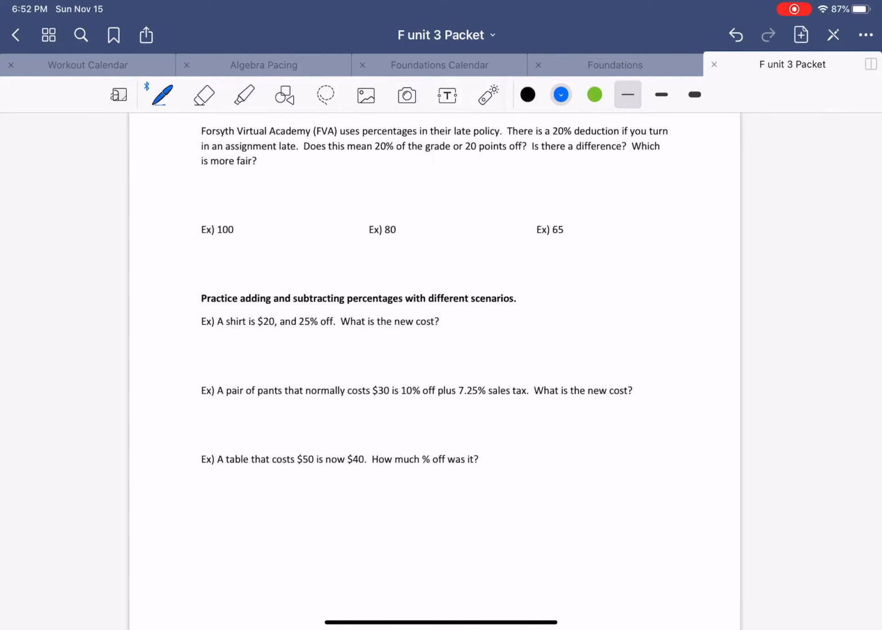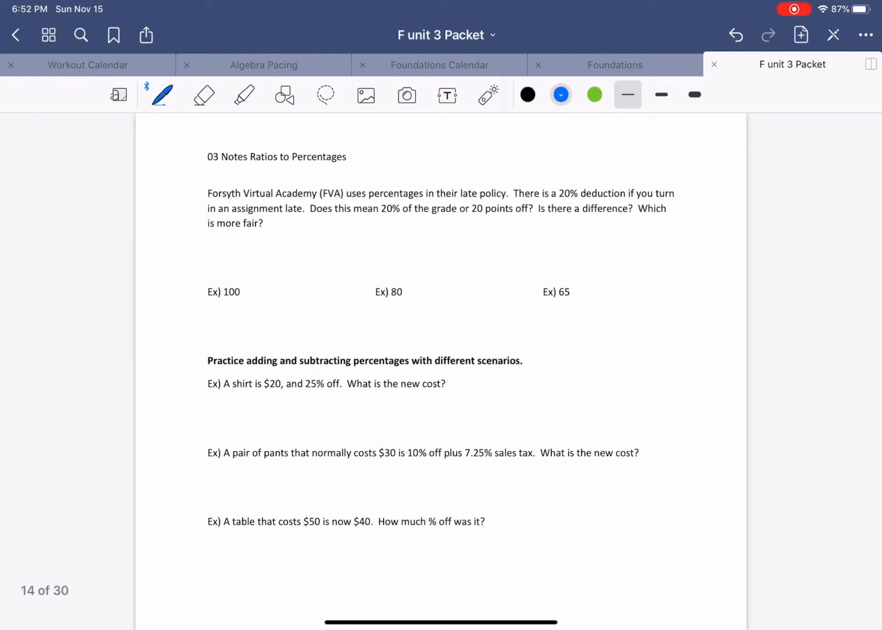Okay. Last thing I'm going to talk about with you guys is adding or subtracting percentages. So there's a Forsyth Virtual policy that 20% deduction if you turn in an assignment late. And we went back and forth. Does this mean 20% of the grade or 20 points off? What does that mean? So for 100, the first example would be 100 minus 0.2 times 100, which is an 80. So the person would make an 80.